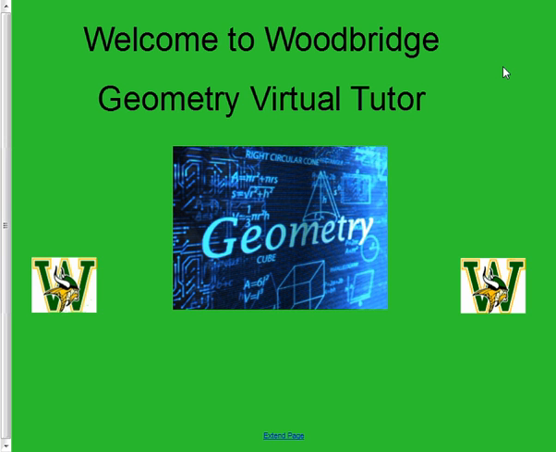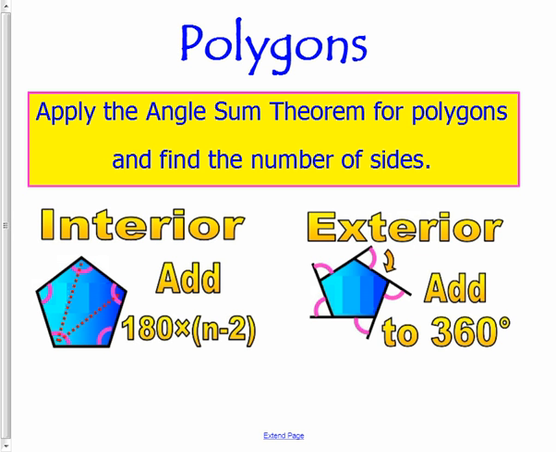What we're doing today is working with polygons. So what we're going to do is apply the angle sum theorem for polygons and find the number of sides. We're going to be looking at both interior, which is inside, and exterior, which is outside. We're also going to be looking at different types of polygons, and these are all going to be regular polygons. And we're going to figure out, based on angles, how many sides we have. So we can go backwards and forwards with that.